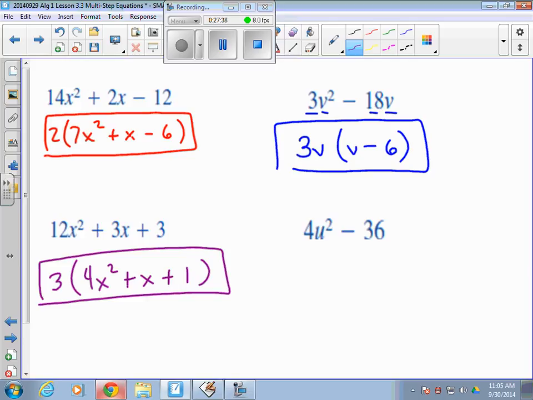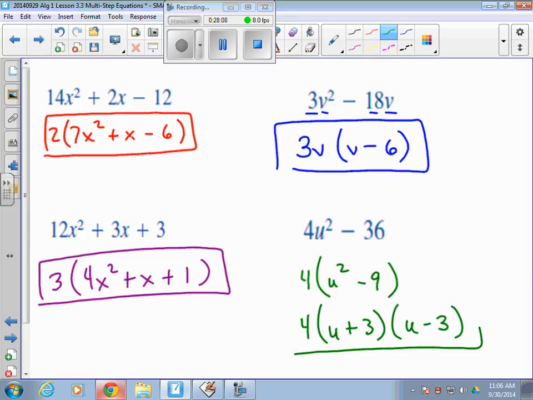And then the last one, 4u squared minus 36, they both have the number 4 in common. So 4 times u squared is 4u squared. And 4 times negative 9. We will take this one out further, though, since we have the difference of 2 perfect squares right here. So it'll be 4 times u plus what? 3, times u minus 3. So 4 times u plus 3 times u minus 3.